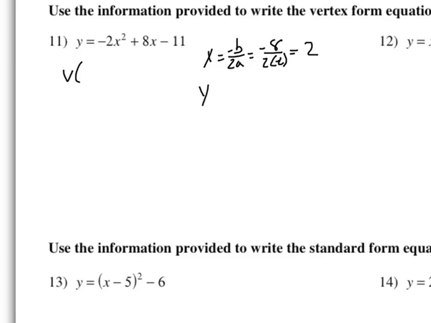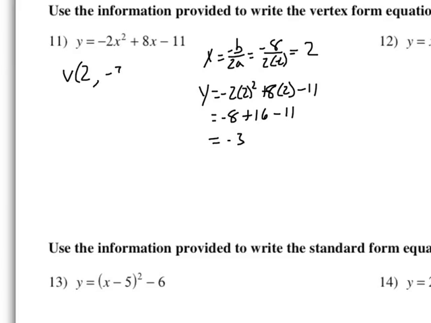We plug that back in. Negative 2 times 2 squared plus 8 times 2 minus 11 is negative 8 plus 16 minus 11. So what do we get here? Negative 3. So our vertex is at 2, negative 3.